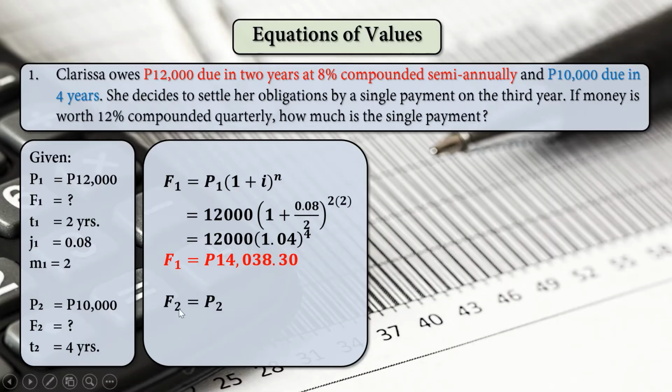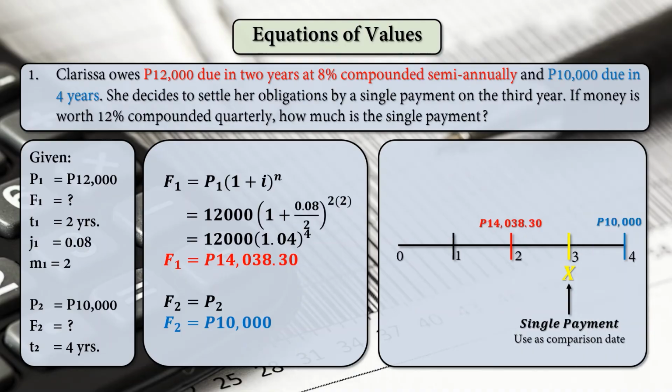Sa pangalawang obligation, since wala siyang sinabing interest rate, babayaran niya lang yung 10,000 due in 4 years, walang interest. So walang madadagdag sa 10,000. So, yung F2 natin is just equal to our P2, which is 10,000. And so, illustrating in a time diagram or in a cash flow diagram, ito yung future worth after 2 years sa first obligation niya, that is 14,038 and 30 cents. And then, after 4 years, yung pangalawang obligation niya is only 10,000. And then, by single payment, babayaran niya yung lahat-lahat ng kanyang utang on the third year.